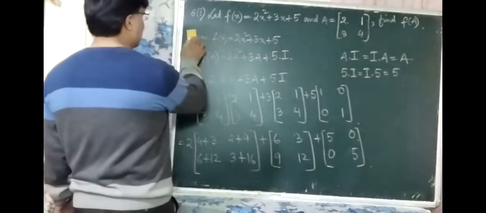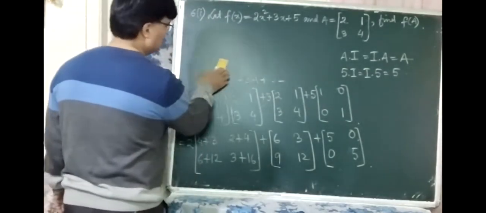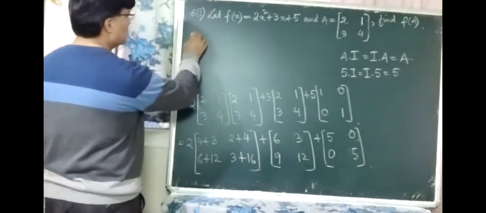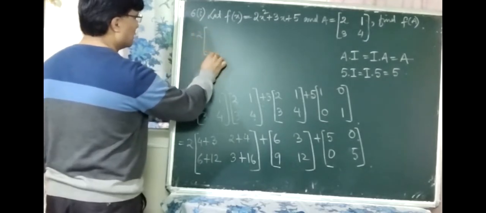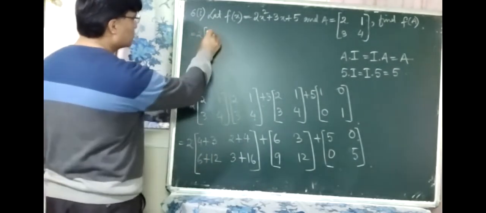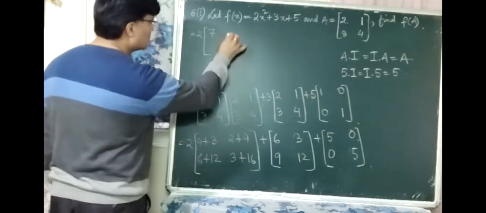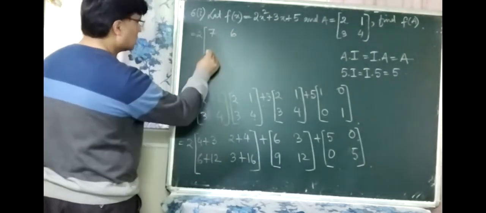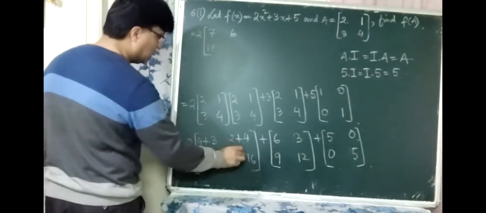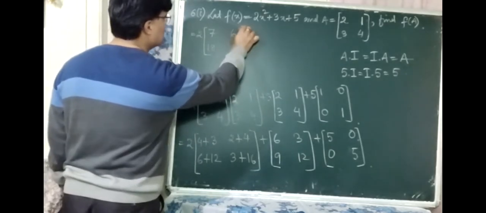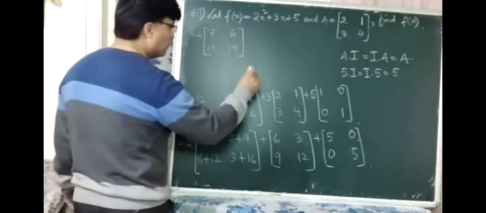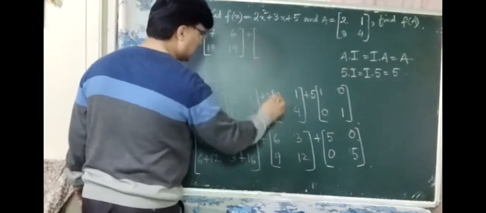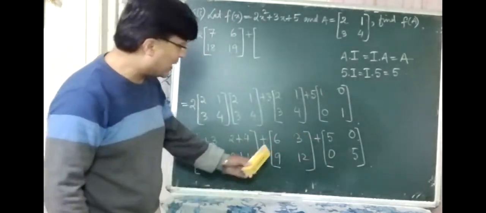So let us write it here. So it is equal to 2 times, now this is the second order matrix again: 4 plus 3, 7. 2 plus 4, 6. 6 plus 12, 18. 3 plus 16 is 19. Right? Plus, you can add these two matrices.